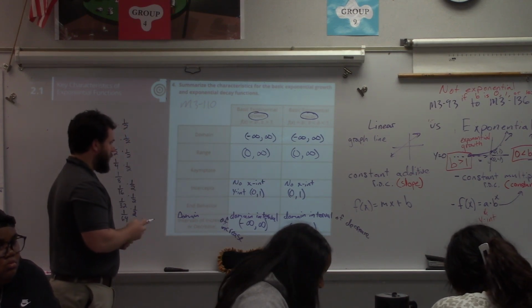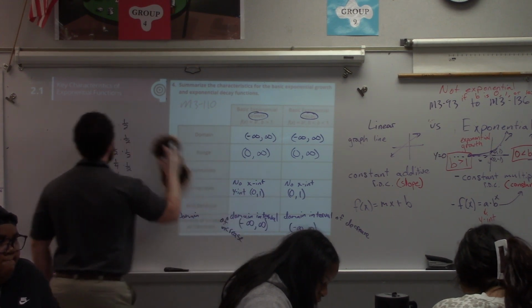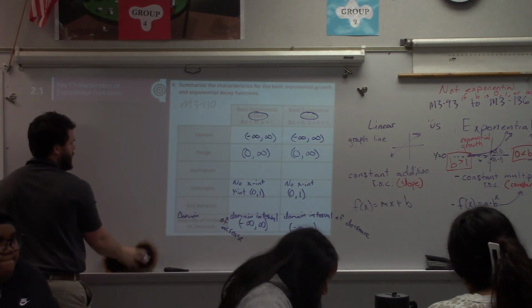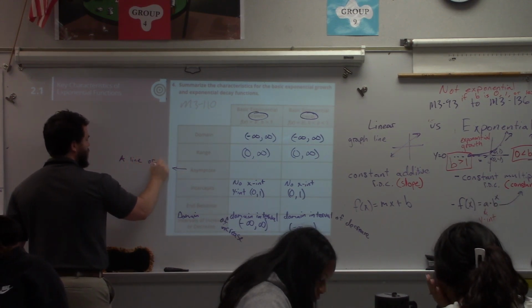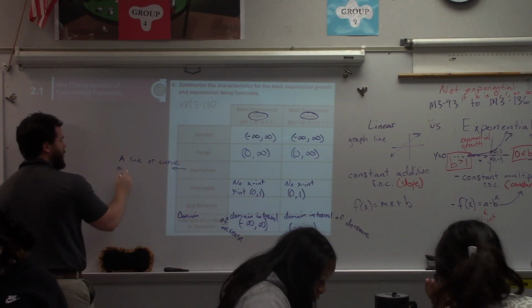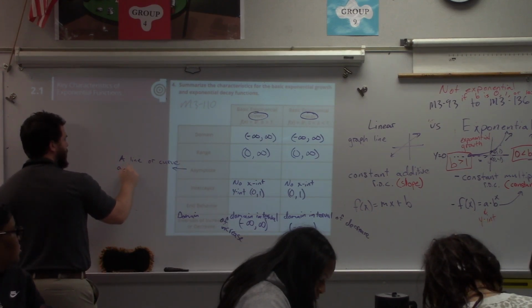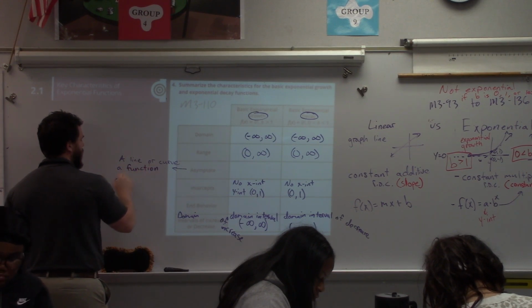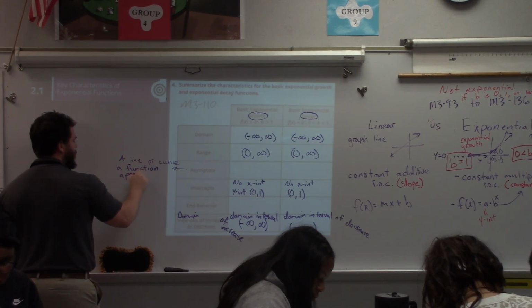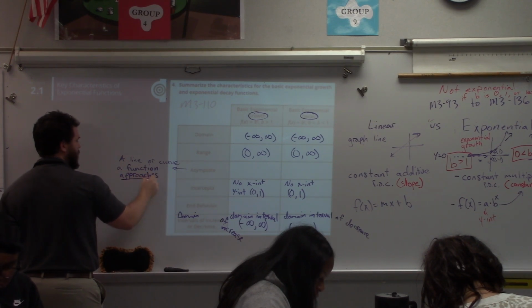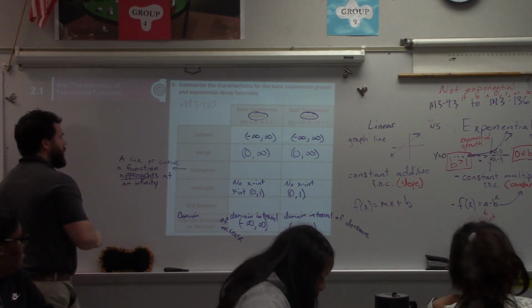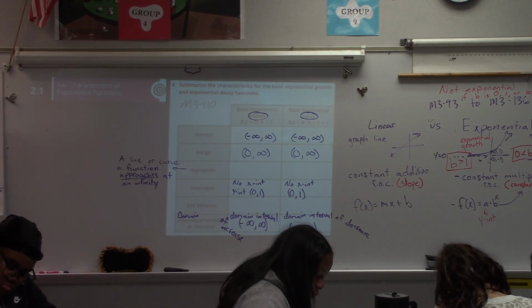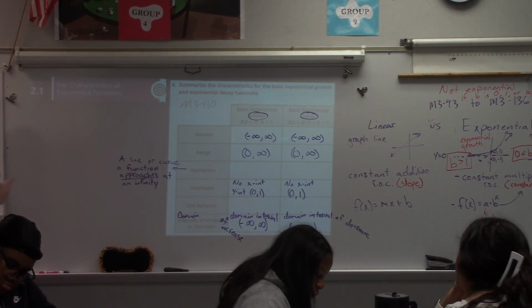And so, this is where the word asymptote comes from. So an asymptote is a line or a curve a function approaches. What do I mean by approaches? Gets closer to. There we go. So when you approach something, it's a line or a curve that a function approaches at an infinity.